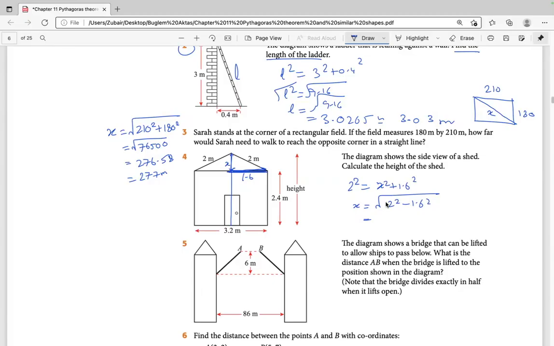X is equal to square root of 2 squared minus 1.6 squared. And I'm getting exactly 1.2 meters. So the height should be 1.2 plus 2.4 is 3.6 meters.